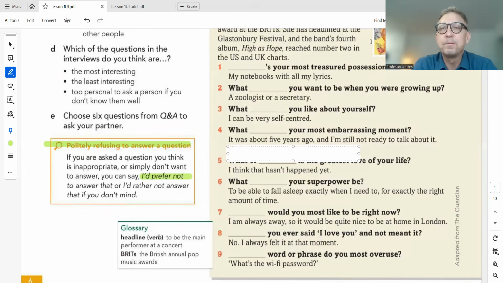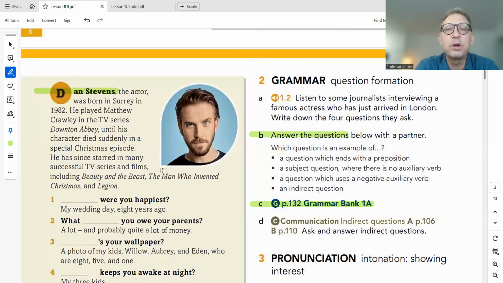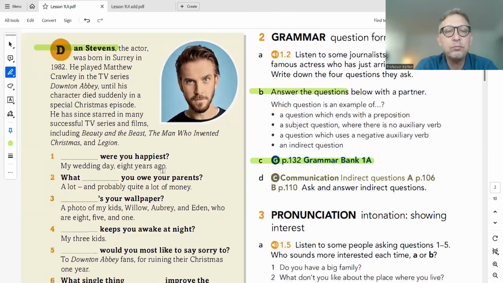All right. Now let's move to page 2, because I actually want to look at this a little bit.